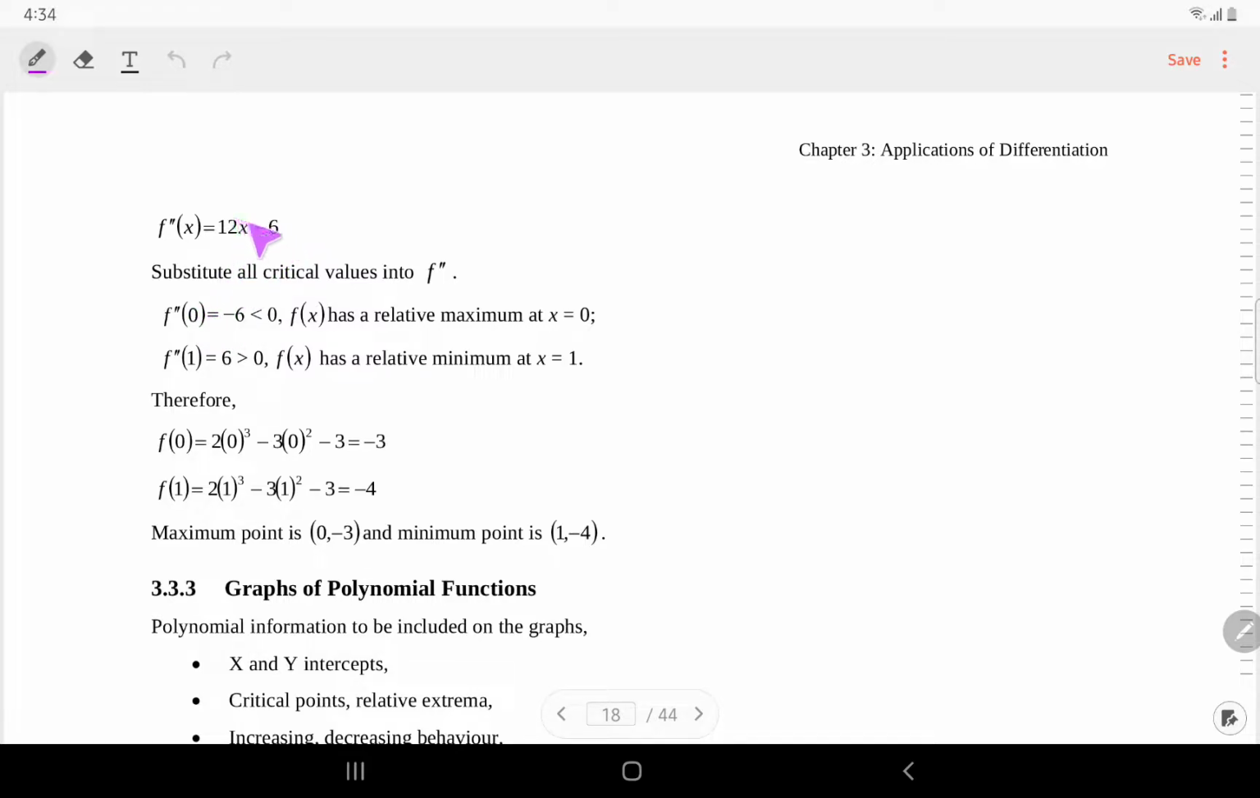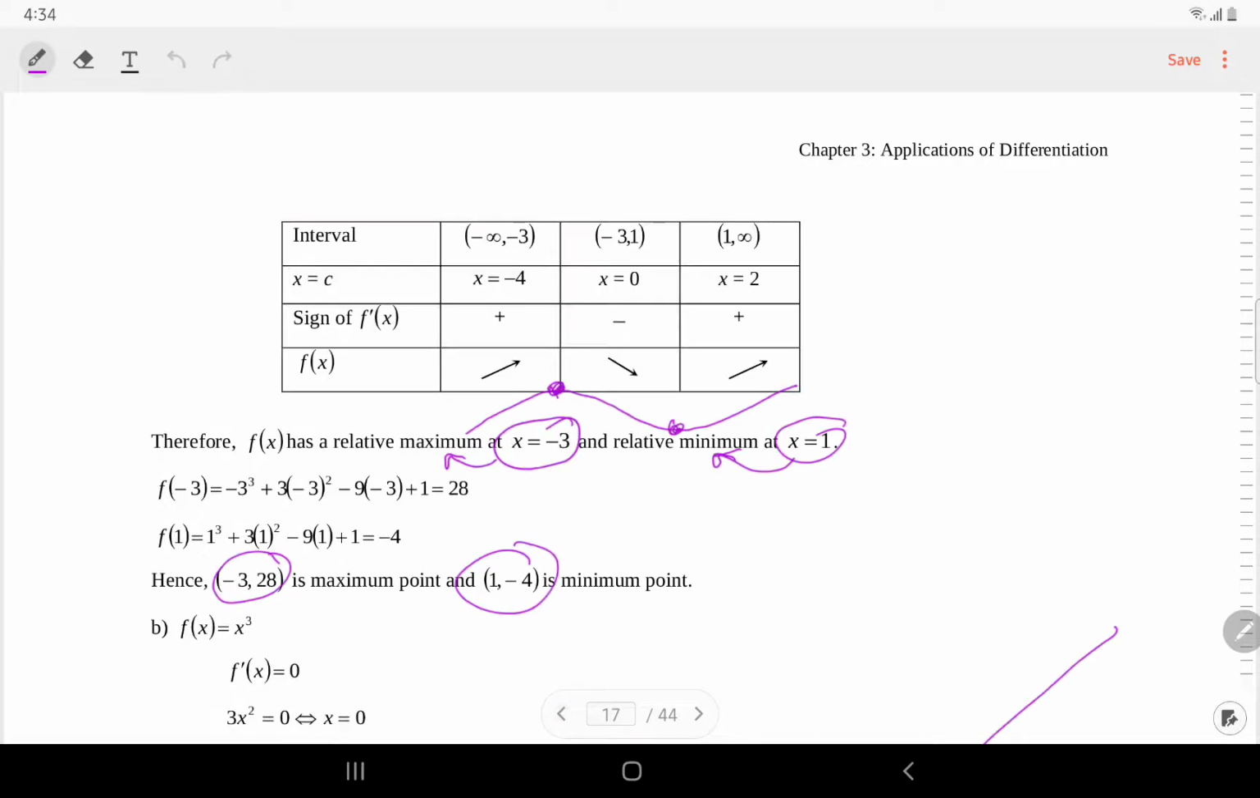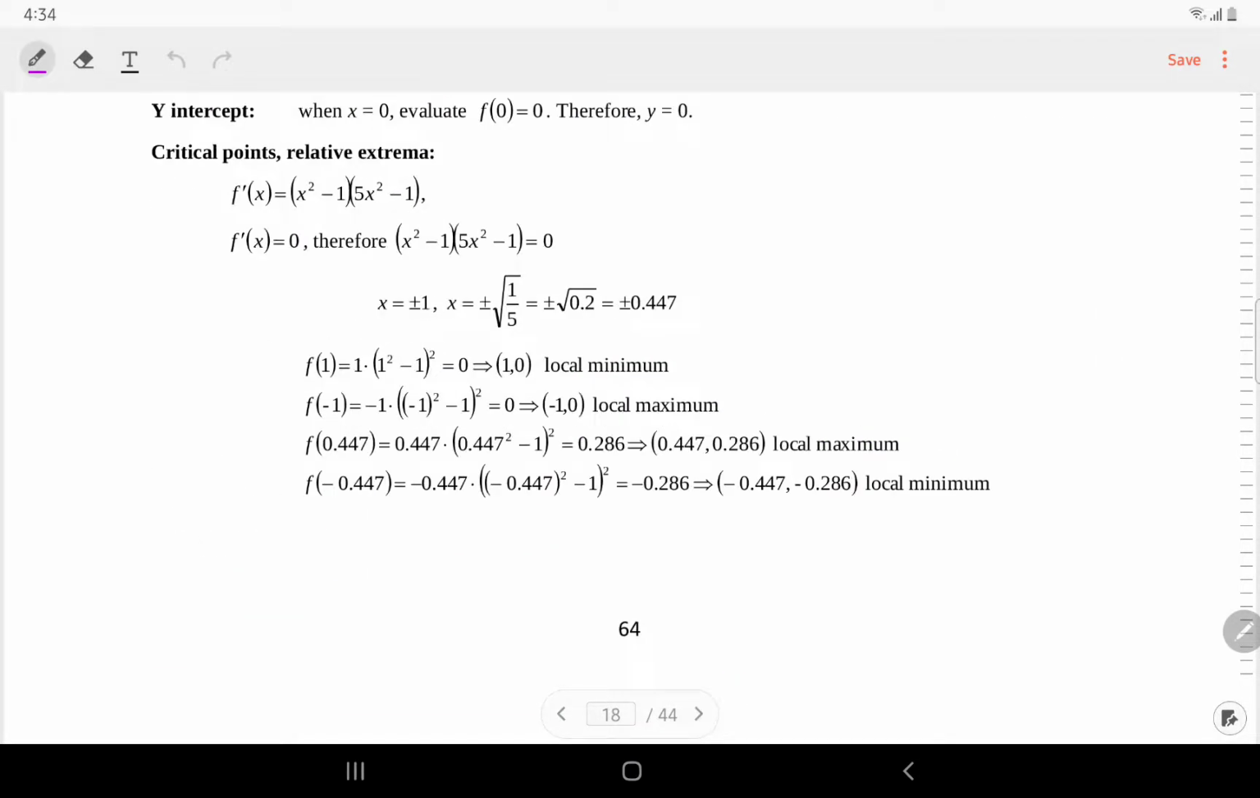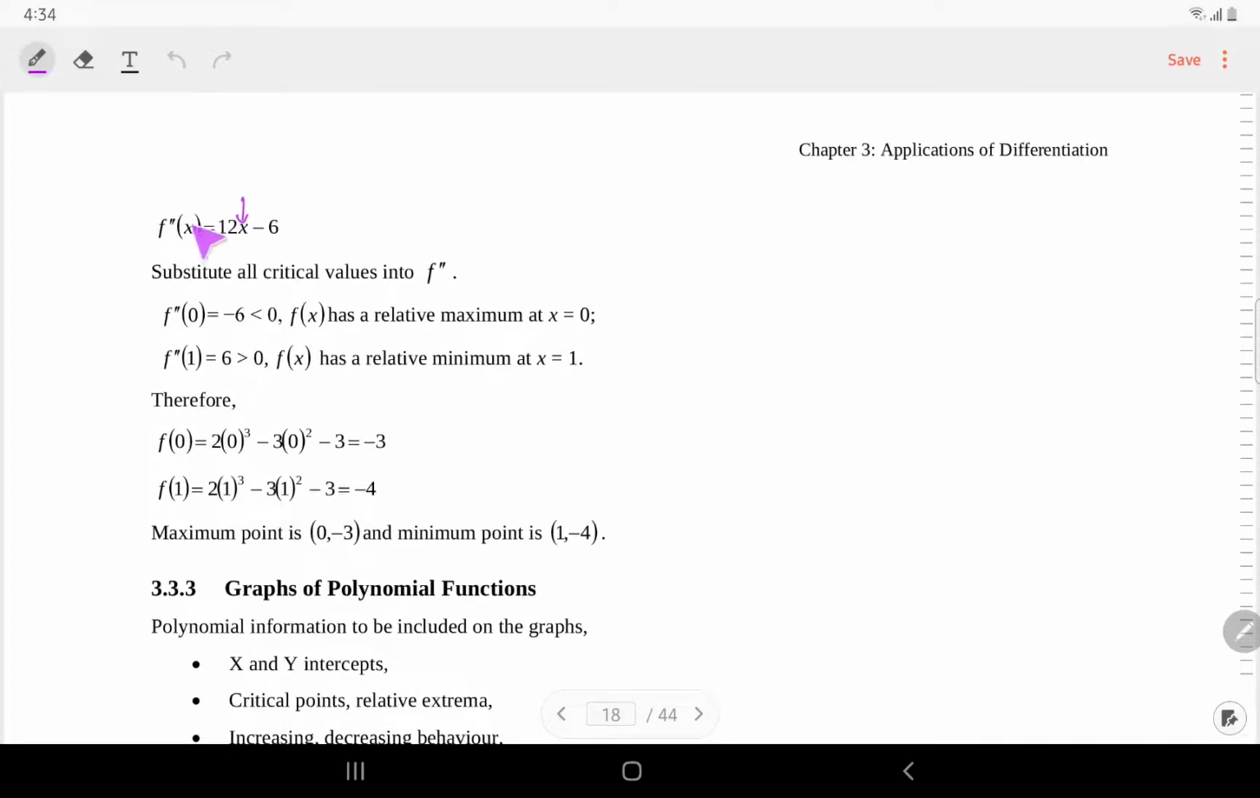Okay, lepas tu masukkan x ni. X ni masukkan nilai yang kita dapat tadi, iaitu 0 dan 1. Okay, 0 dan 1 masukkan dalam f double prime. So kita dapat f double prime 0, f double prime 1. Okay, meaning that we need to insert 0 into this function, which is f double prime. So masukkan 0 dalam ni. 12 multiply with 0 is 0. 0 minus 6 is negative 6. And then insert 1 into f double prime. 12 times 1, it is 12, minus 6, it is 6 lah jawapan dia.